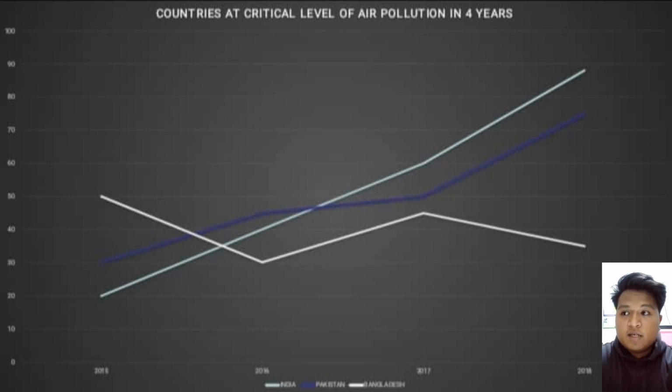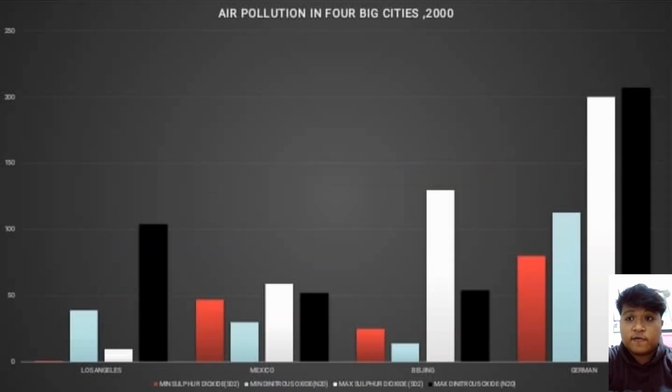And Pakistan, 2015 is 30%, 2016 is 45%, 2017 50%, and 2018 is 75%. The last is the country of Bangladesh, 2015 50%, 2016 30%, 2017 45%, and 2018 is 35%. This graph shows that the country of Pakistan is in the middle between India and Bangladesh, and this graph shows the country of Bangladesh is declining.